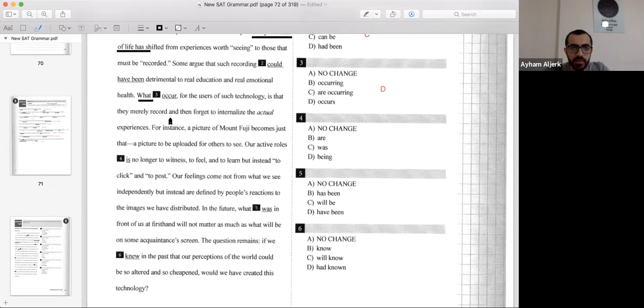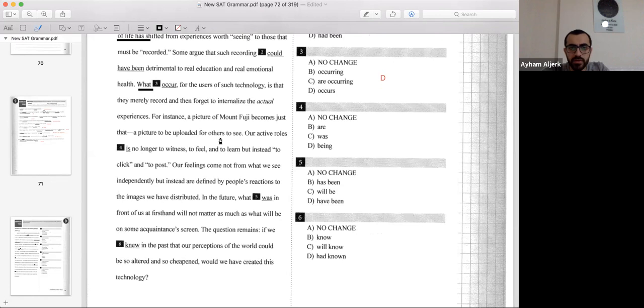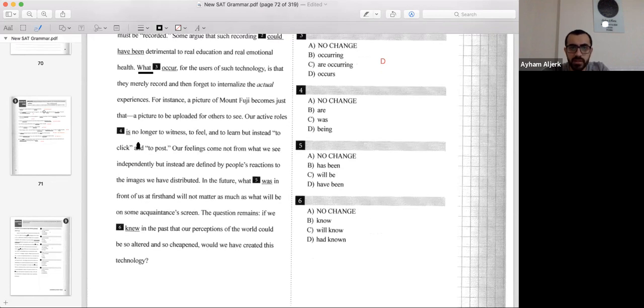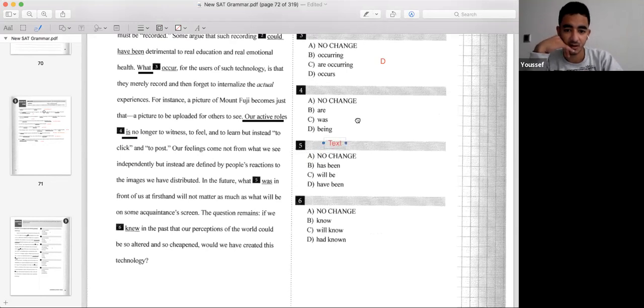Go on. That merely record. Okay, let's start with for instance. For instance, a picture of Mount Fuji becomes just that, a picture to be uploaded for others to see. Our active roles is no longer to witness, to feel, etc. Now here we have our active roles is the subject, and then we have the verb, which is singular here, of the plural. So what do you think the answer is? Answer will be B. R. Exactly. So remember, when we have a plural subject, we need to have a plural verb.